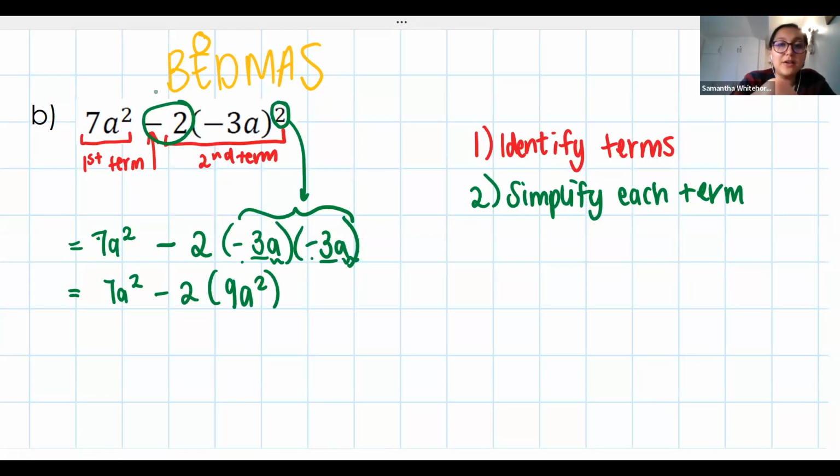So I have dealt first with the exponent because that's what BODMAS tells me to do. BODMAS then tells me that I can go and do division or multiplication. And I can see that I've got multiplication that needs to happen here with the negative 2 coefficient.